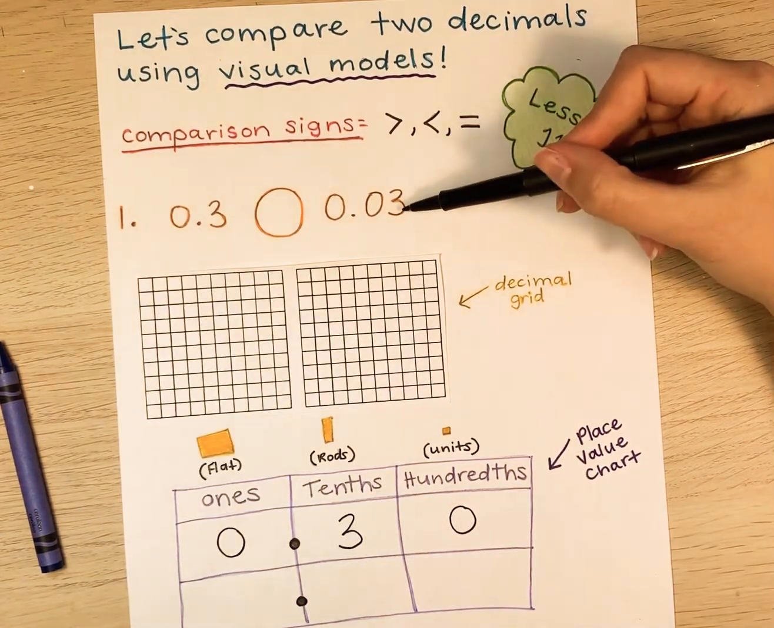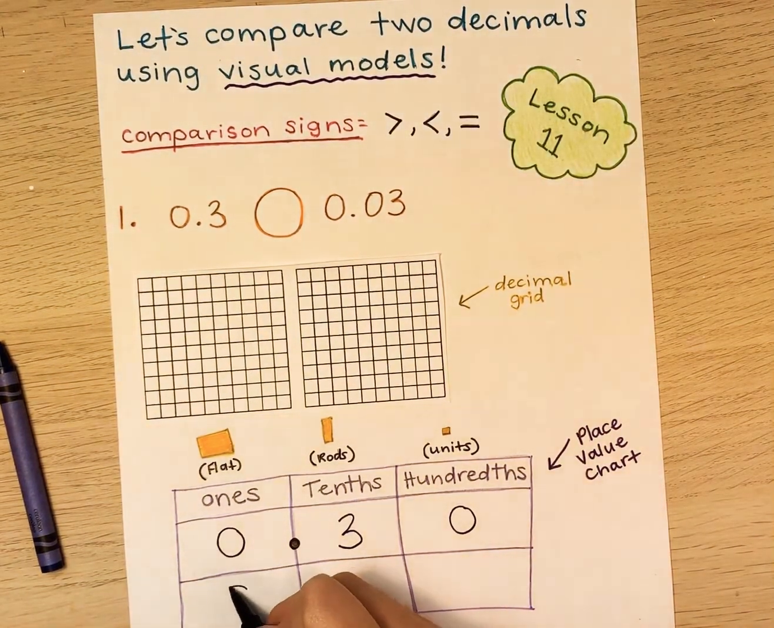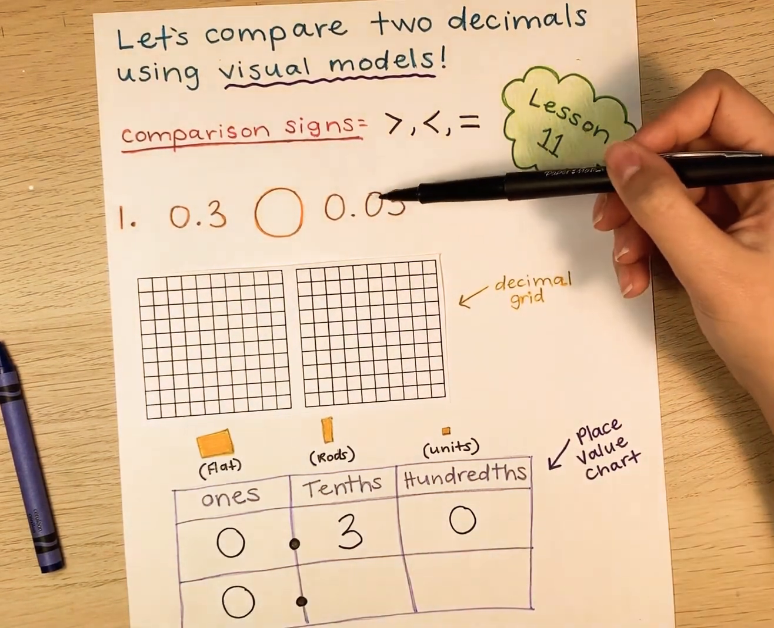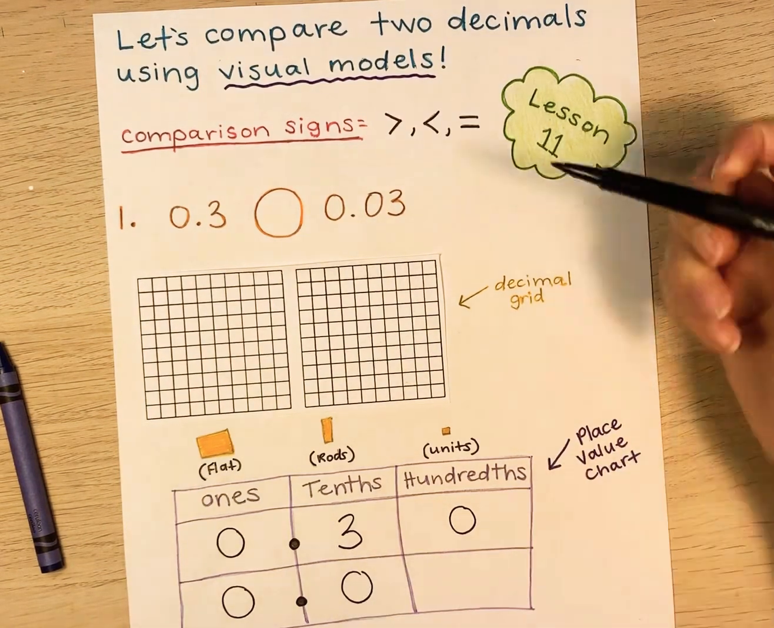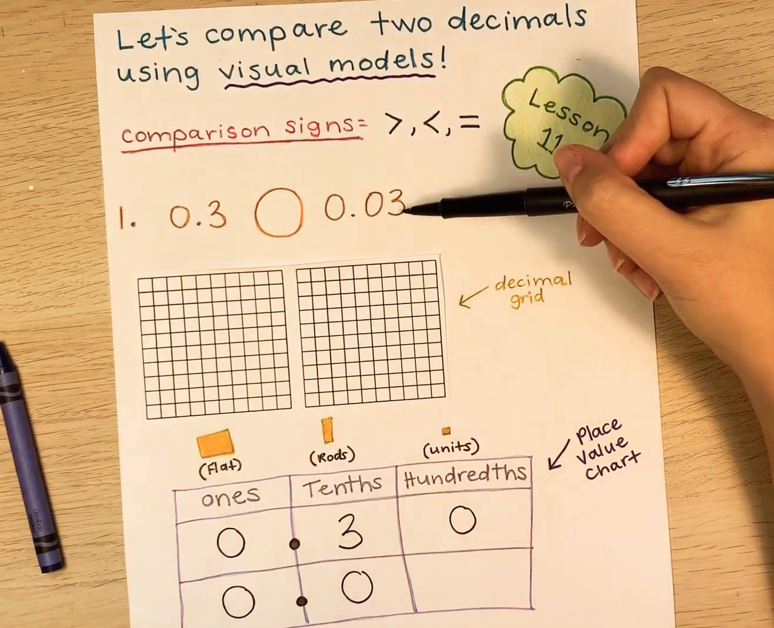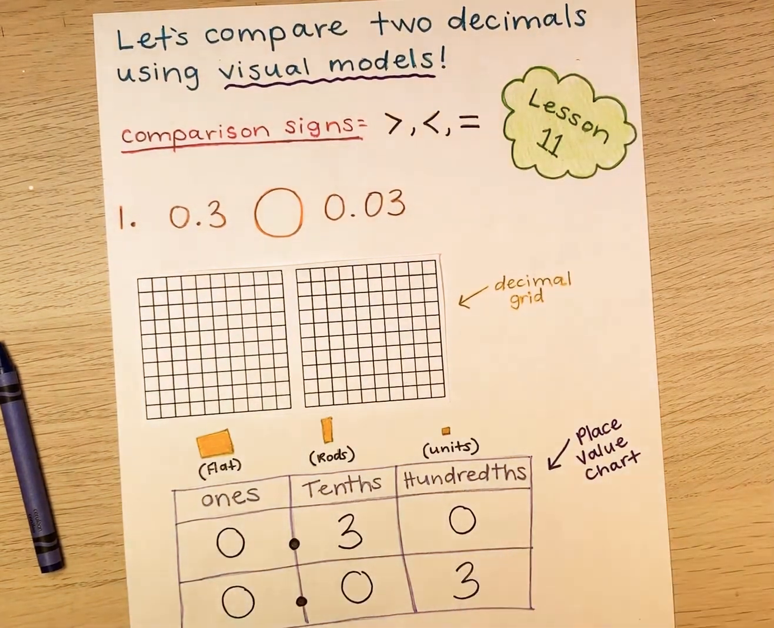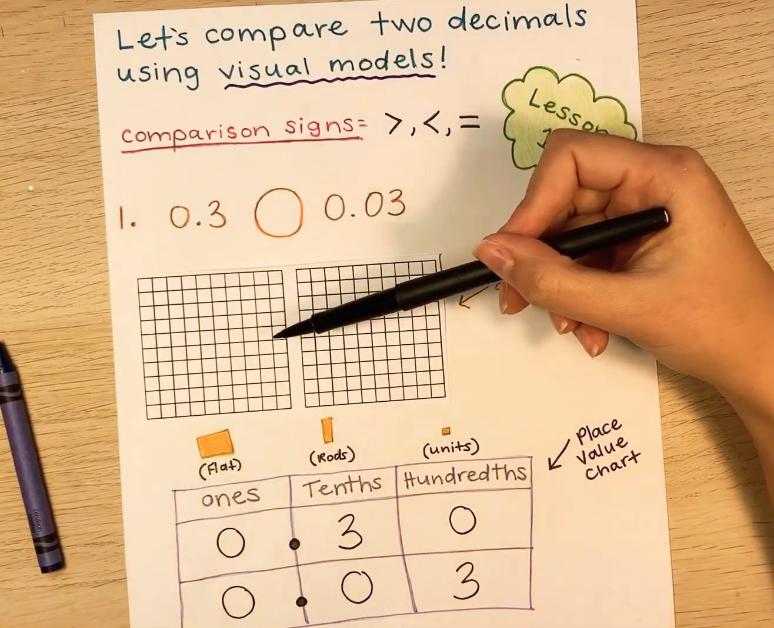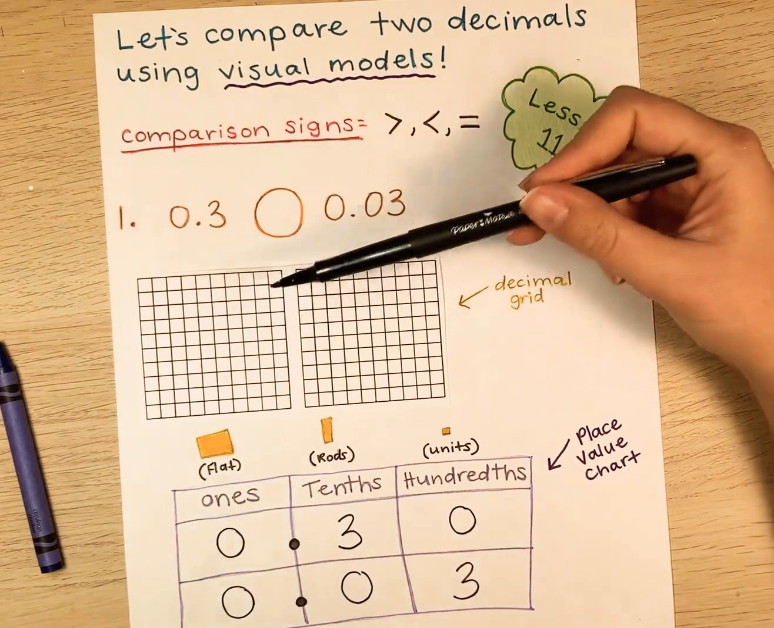Our next decimal is 3/100. Again, we'll start with our ones. This decimal is not greater than 1, so I'm going to fill in a 0 for the ones column. I noticed there's also a 0 for the tenths column, so I'm going to place a 0 here. And then in our hundredths, we have 3. We'll place that here. Now this chart is going to help us figure out how many rods and units we're going to need to show these decimals in our decimal grid.